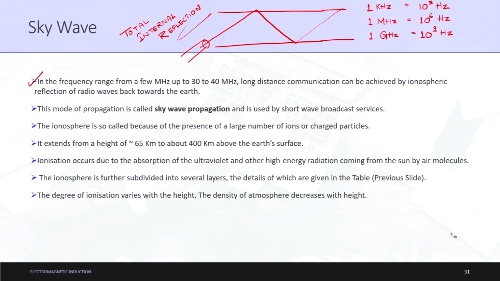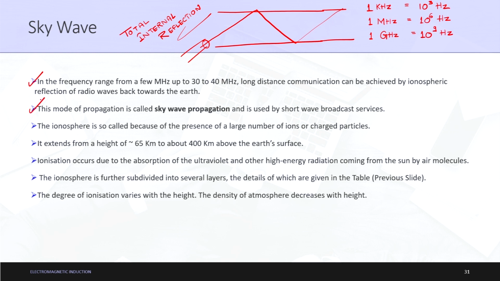So, in the frequency range from a few megahertz to 30 to 40 megahertz, long distance communication can be achieved by ionospheric reflection of radio waves back towards the earth. This mode of propagation is called sky wave propagation.